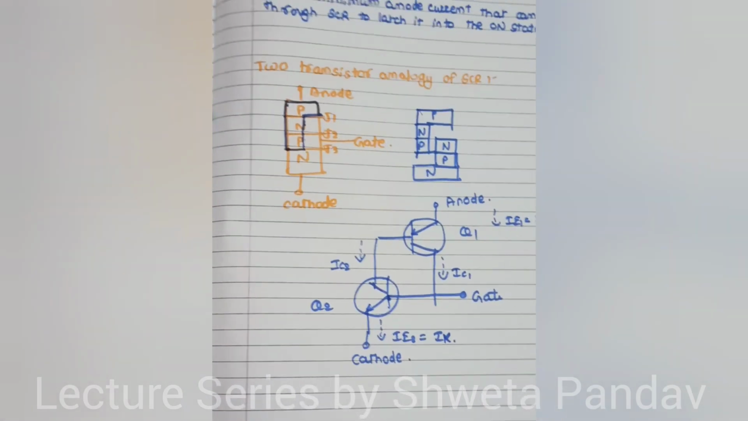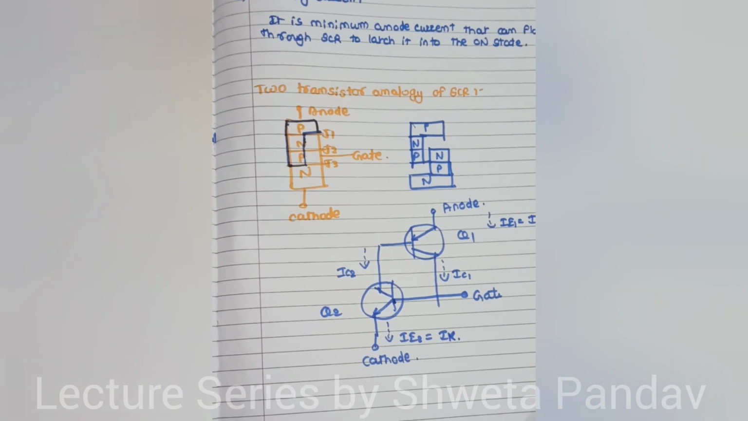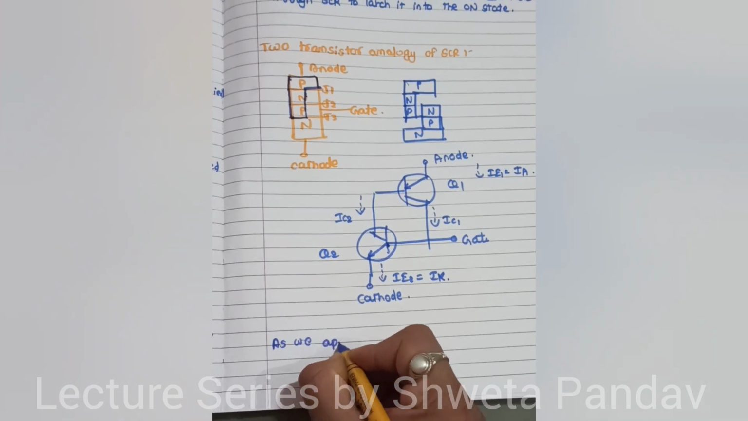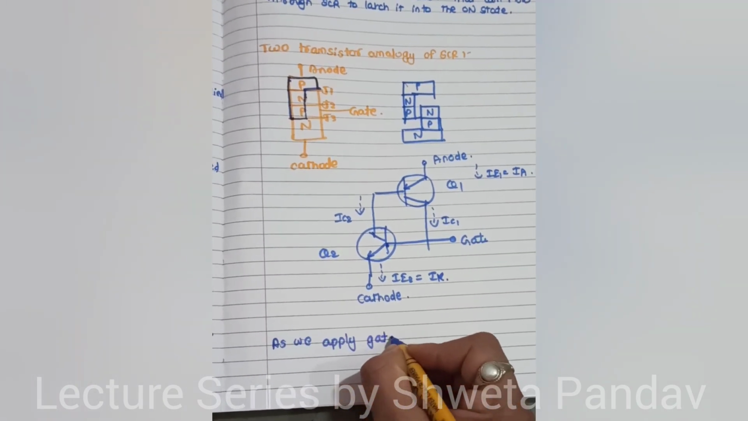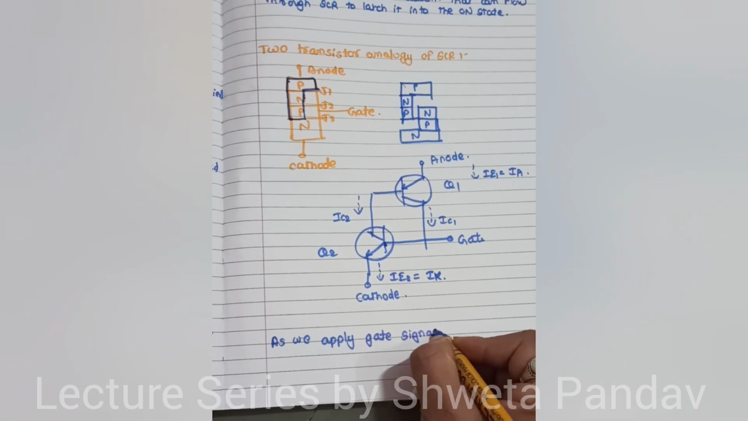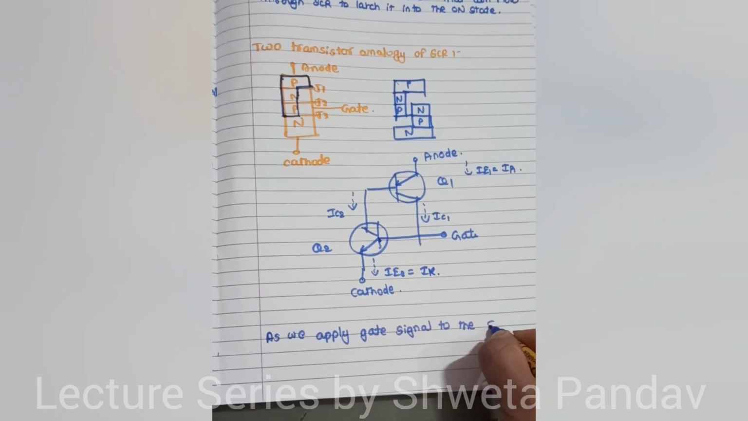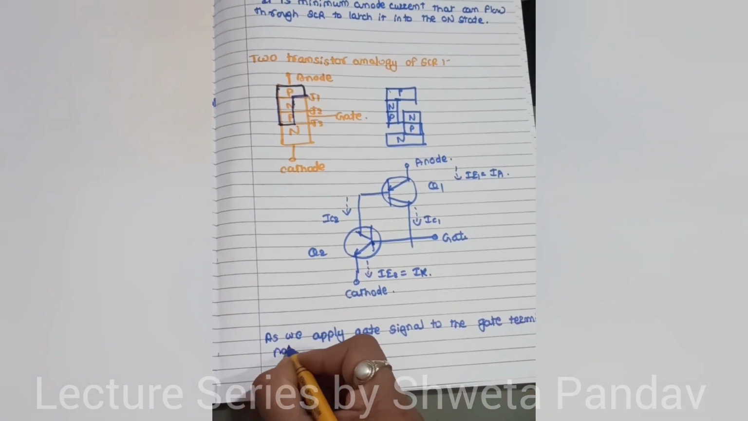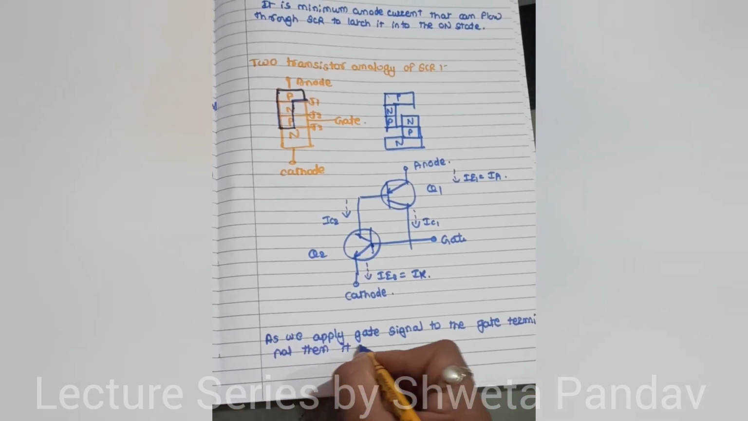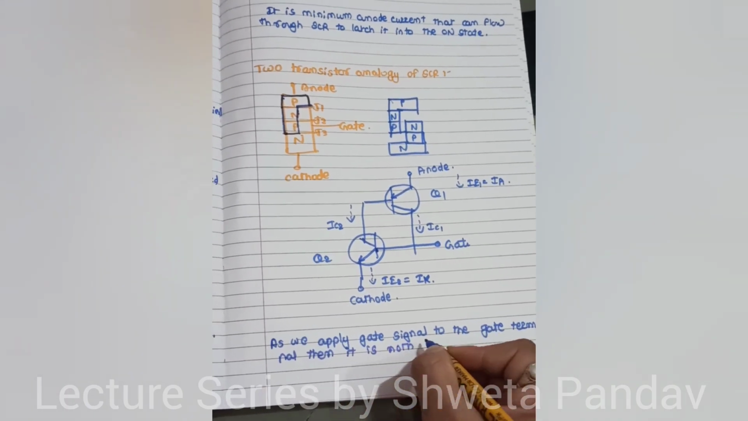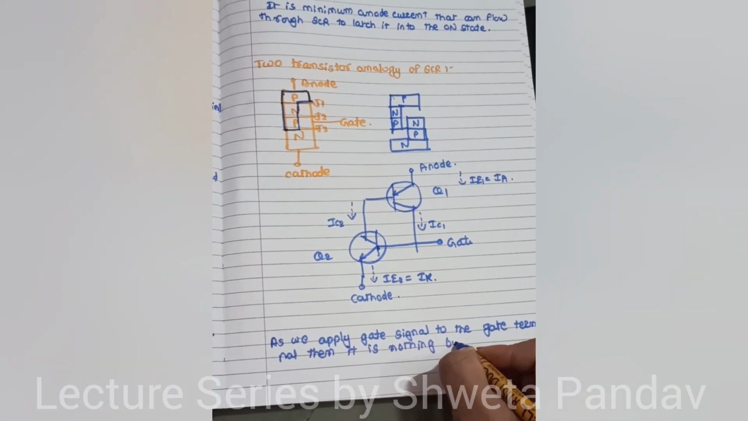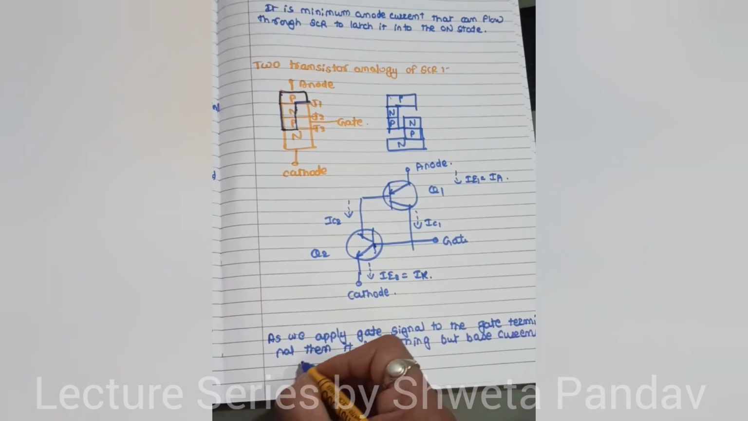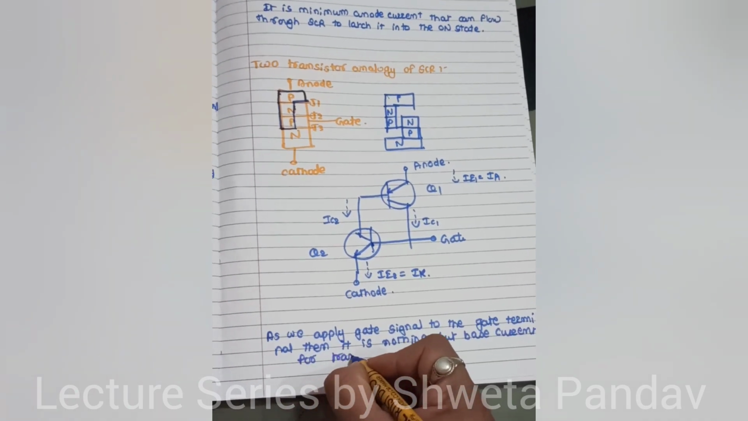Okay, so what happens here? As we apply the gate signal to the gate terminal, it is nothing but the base current for transistor Q1.